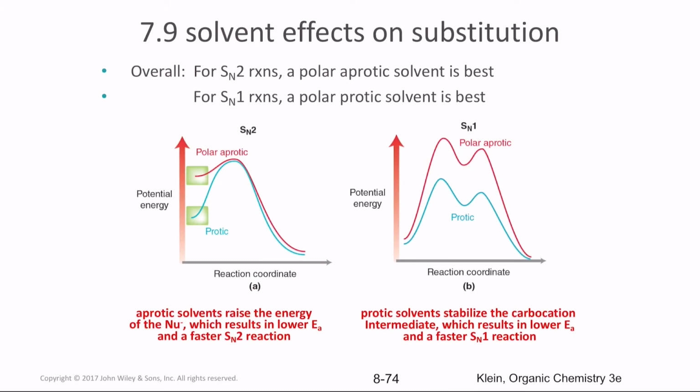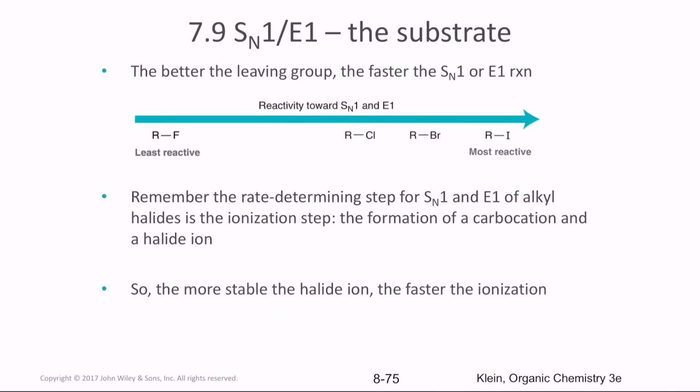So overall, for SN2 reactions, you need a polar aprotic solvent. For an SN1 reaction, you need a polar protic solvent. So that's how you can decide on the solvent.